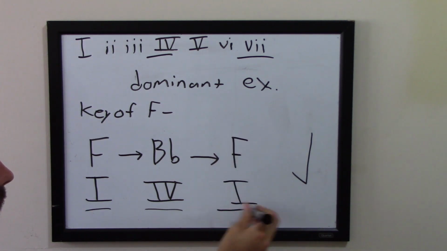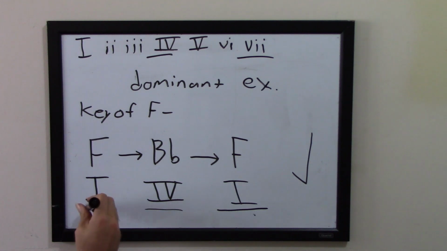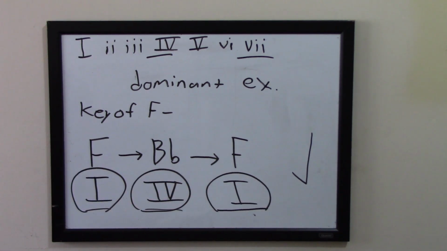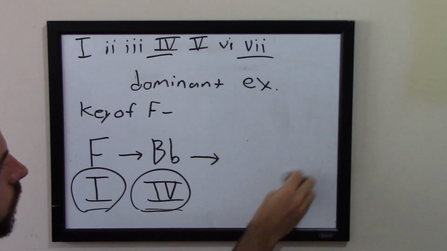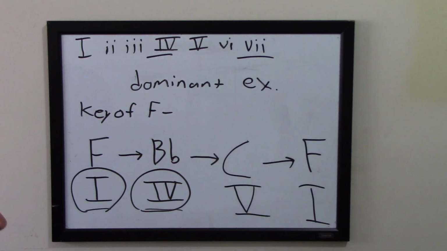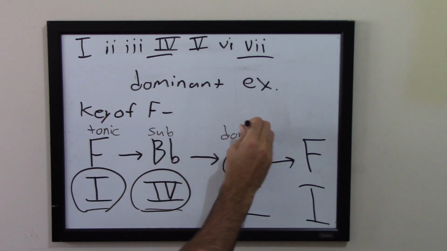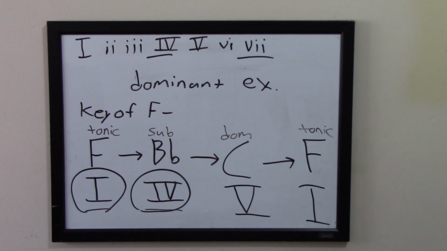So I'm going to play a 1, a 4, and a 1. That's tonic, subdominant, tonic. Now I'm going to play a 1, a 4, a 5, and a 1. So that's tonic, subdominant, dominant, 1, tonic.